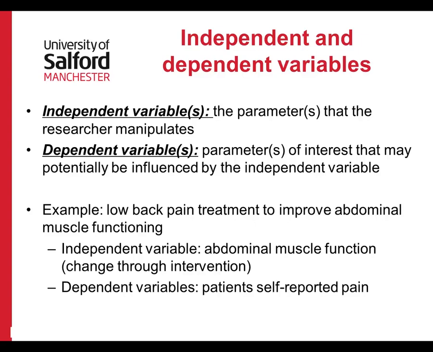Another example might be to look at a low back treatment which is aimed at improving abdominal muscle functioning. So the independent variable would be abdominal muscle function, and that's the thing which has been targeted through the intervention. The dependent variable, on the other hand, would be the patient's self-reported pain.